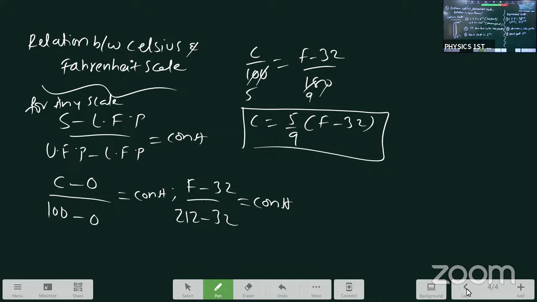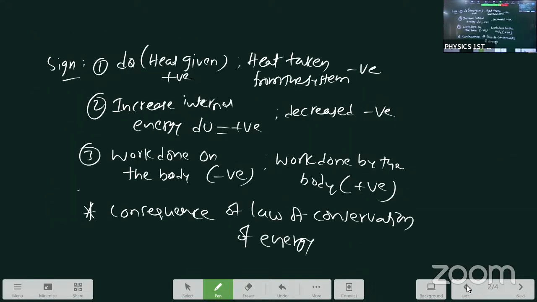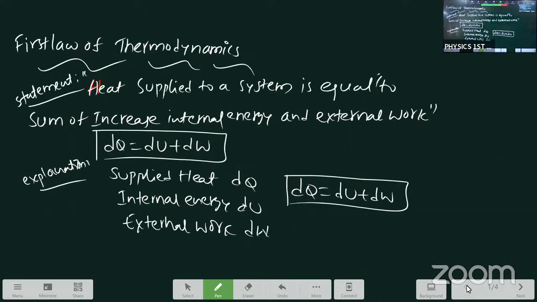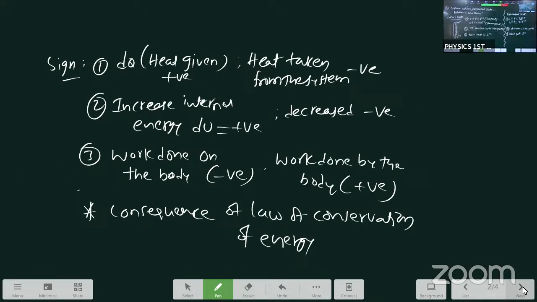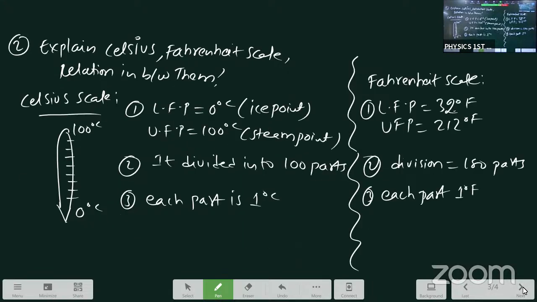Up to now, 2 questions are over. One is the first law of thermodynamics with sign conventions, and the other is the relation between the Celsius and Fahrenheit scales. All these topics are from the heat lesson. Now, next, question number 3 for this day.